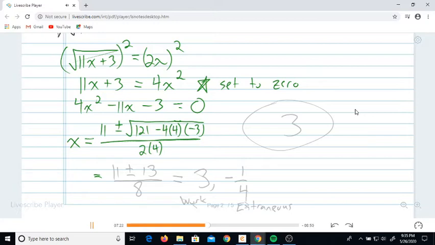So that simplifies to 11 plus or minus 13 divided by 8, which simplifies down to 2 numerical solutions. So 11 plus 13 divided by 8 is 3. We get 3 for one solution. And 11 minus 13 divided by 8 is negative 1/4. What we need to do is check both of these. If you plug 3 in, 3 will work. Negative 1/4 is extraneous. So again, 3 is the solution here.